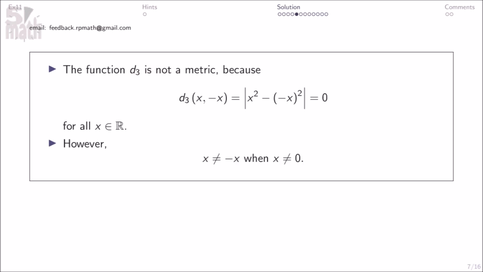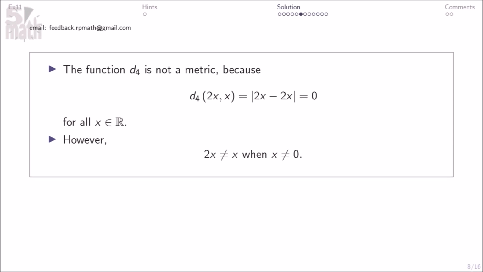The function D3 is not a metric because this, for all x element of R. However, x does not equal minus x when x doesn't equal 0. The function D4 is not a metric because this, for all x in R. However, 2x is not equal to x when x is not equal to 0.